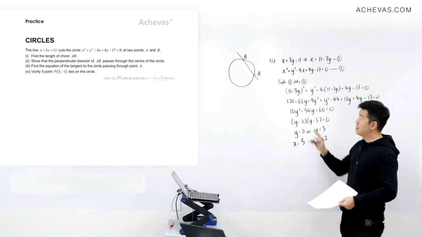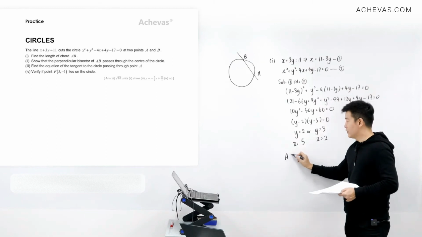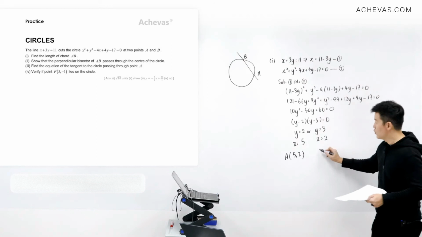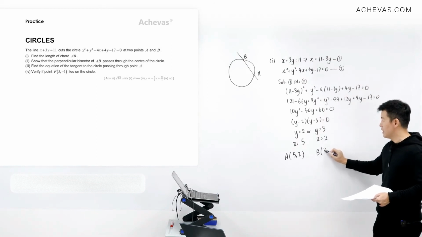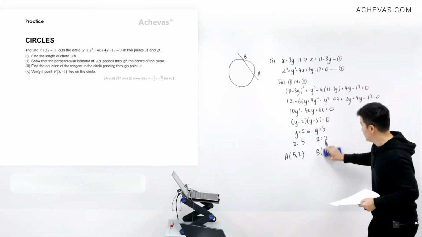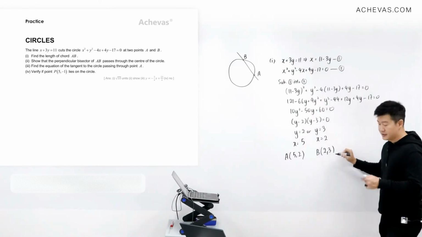This will then give me the coordinates of points A and B. So let's say the coordinates of point A is going to be at 5, 2, and the coordinates of point B is going to be at 2, 3. So let me just change this. The x is 2 and the y is 3.